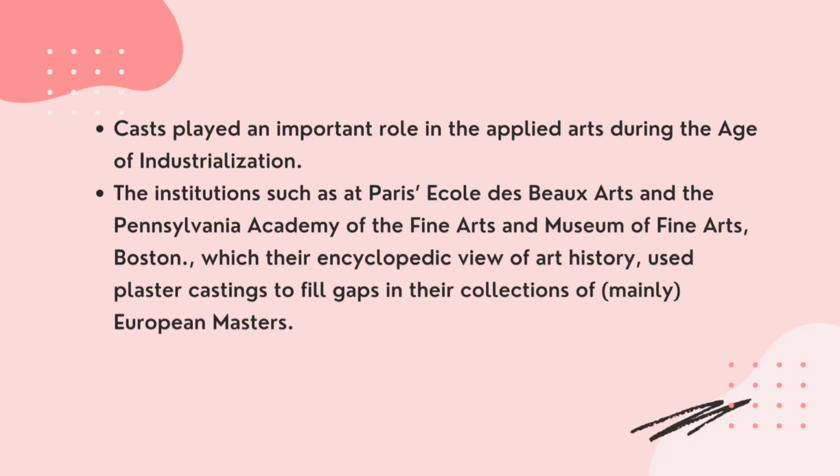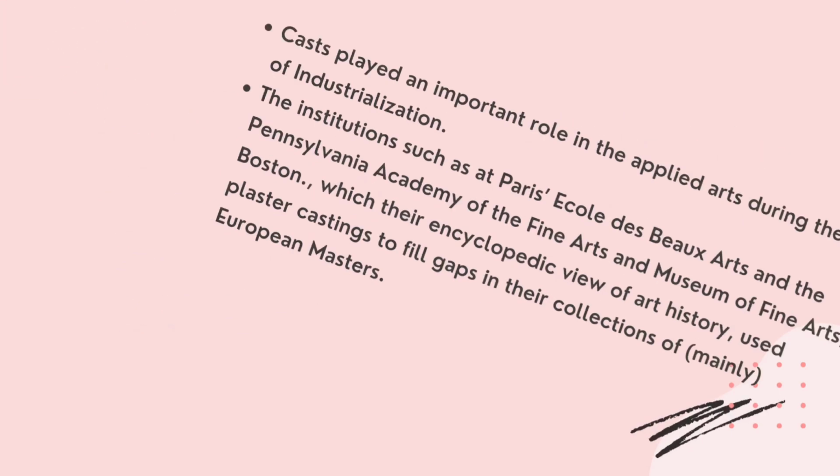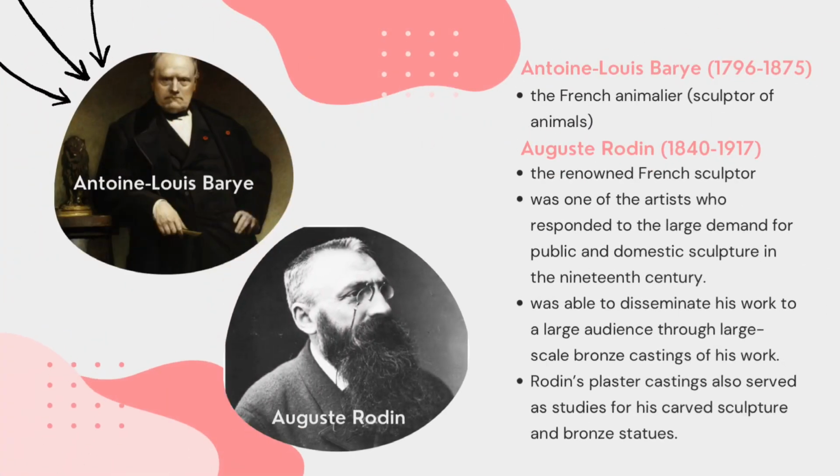As such, the Victoria and Albert Museum in London joined other institutions who sought to educate the public on matters of taste. Institutions such as the Paris École des Beaux-Arts, the Pennsylvania Academy of the Fine Arts, and the Museum of Fine Arts in Boston, with their encyclopedic view of art history, used plaster castings to fill gaps in their collections of European masters.